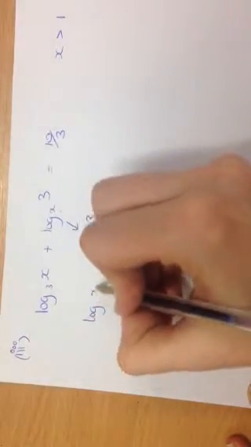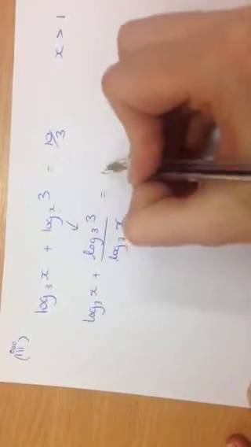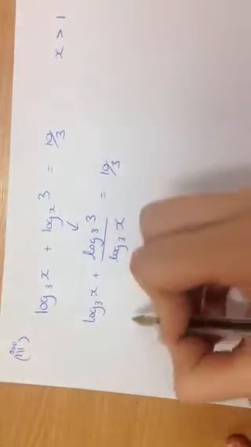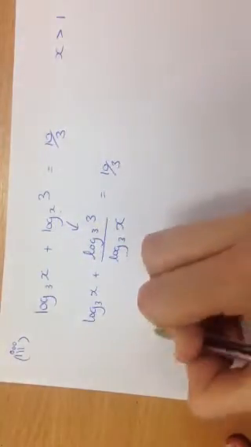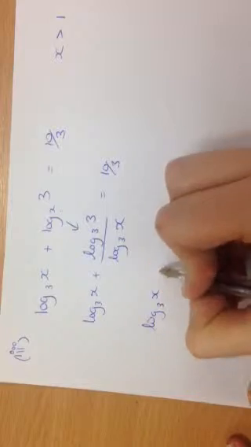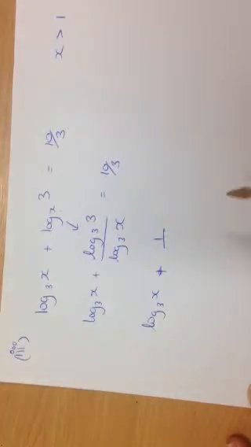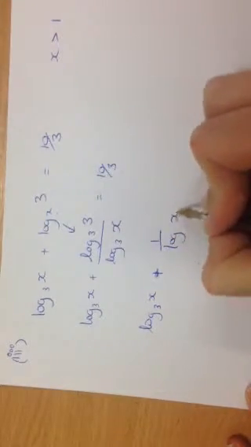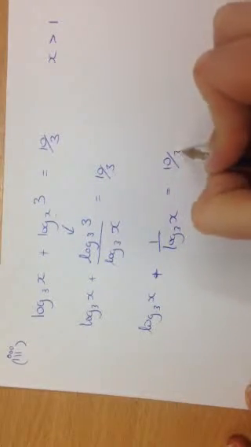This can stay the same, is equal to 10 over 3. This log 3 in the base 3 is just 1. Sorry, plus log x in the base 3 is equal to 10 over 3.